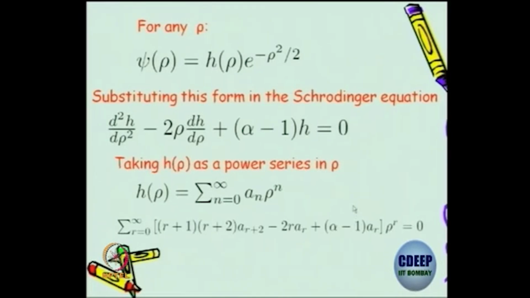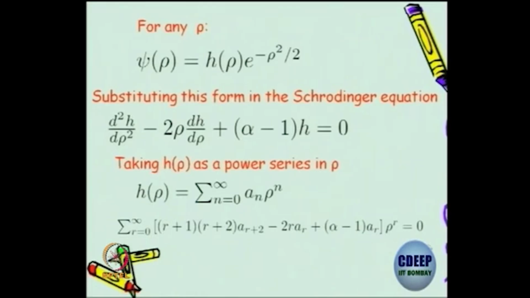Then what do you get? You get a series which depends on the coefficients. The a_n are the coefficients. You get a series like this. For every power of rho^r, you can group the terms accordingly. Please do the step. Go from this step to this step by substituting h of rho, and then for a particular power rho^r, group all the terms, which I have written in square brackets, and then r is running from 0 to infinity.